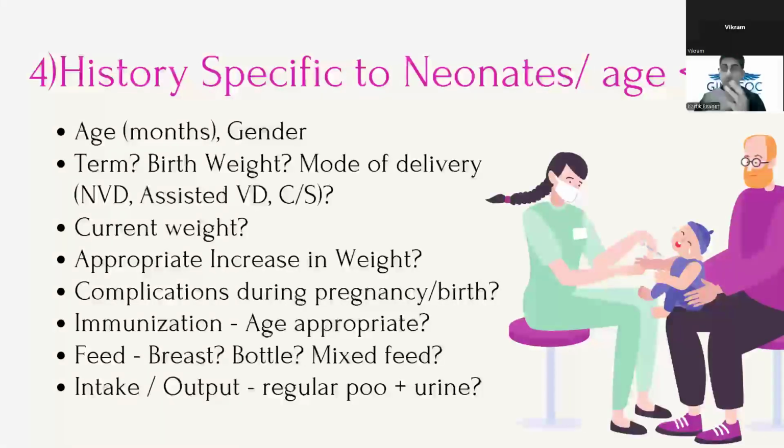Is their output as much as what they're intaking? And based on what their intake is, how is their weight? Is it appropriate for their age or not? Do we need to do more investigations or not? Are they term? Are they not? So this is overall the way you would target any history specific for a neonate or an infant.